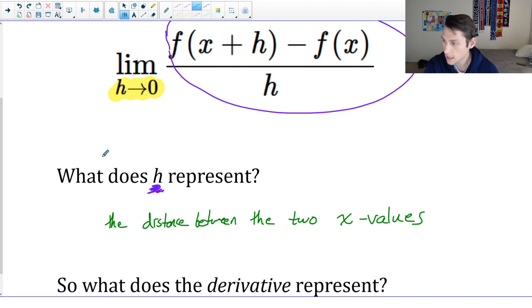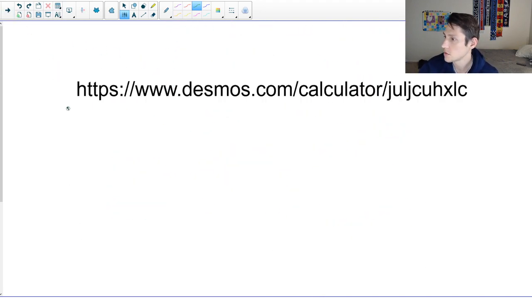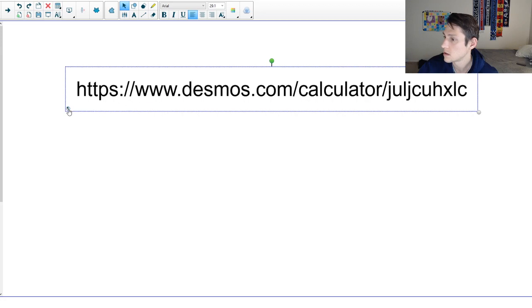So what we're saying is, if h is going to 0, so we have these 2 points, but if h is going to 0, what that means is the distance between them is becoming 0. So the 2 points are getting closer and closer together. And as h approaches 0, those 2 points are getting infinitely close to one another. Okay, so I have a little visual here I'm going to use. Hopefully this is a good demonstration. We'll see.